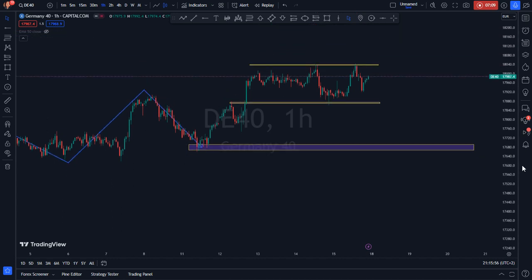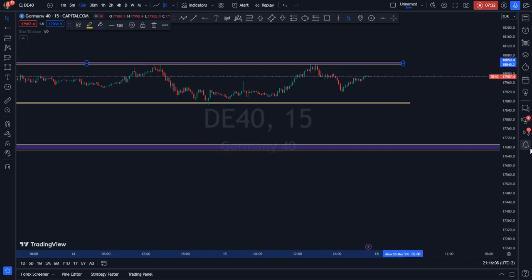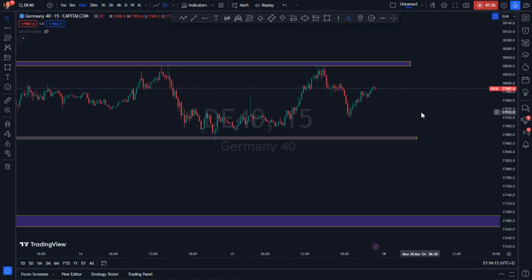It's kind of in a consolidation form. It's moving towards the downside, so there is really nothing that we can do on this.